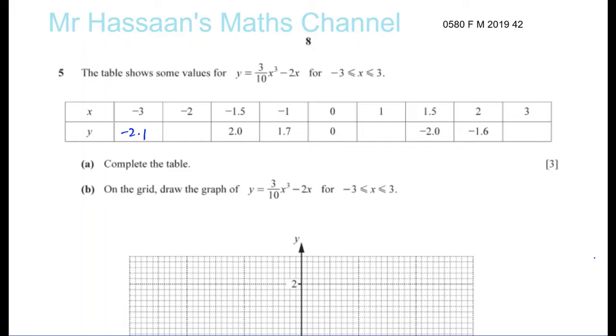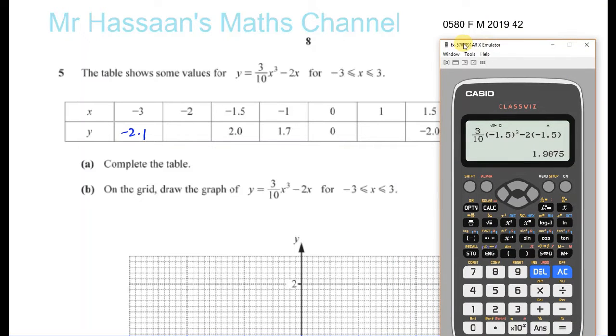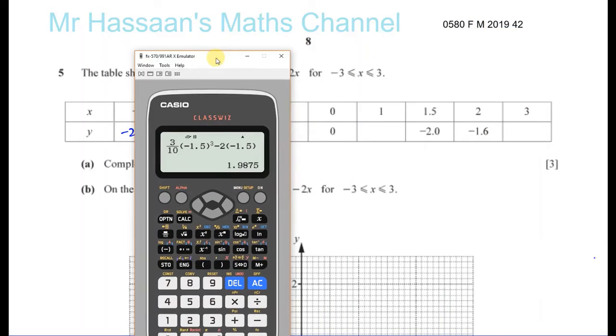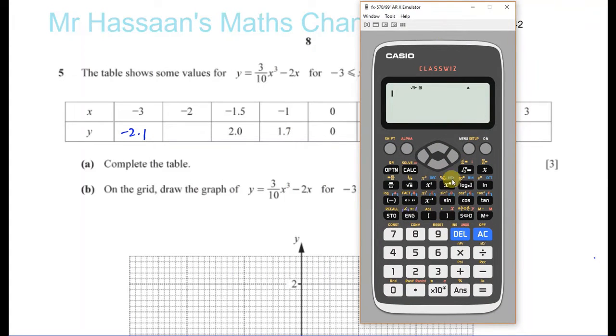But I think a far more efficient way of dealing with this, especially when there's quite a few numbers to fill out, is to use what's called the table function. So you can go to menu, and look for the one that looks like a table, which is this one here, number 8. If you're not sure, you can just go through all the options until you see the one that says table. You can see that's the one, press equals, or you could have pressed 8 straight away, and you just put the whole equation in the way it looks here.